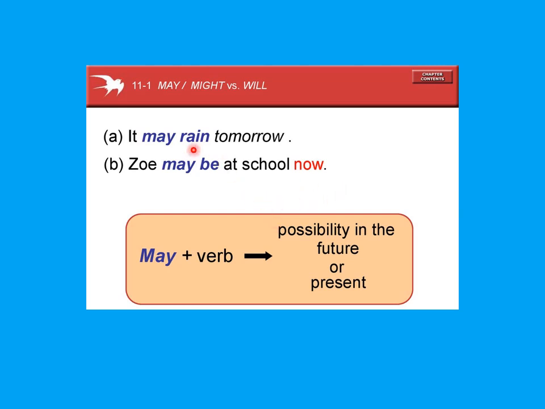Alright. A, it may rain tomorrow. The sentence shows a possibility that it might rain, but we're not sure. B, Zoe may be at school now. Again, this also shows a possibility. So, if we use may plus the verb, this expresses a possibility in the future or a present possibility, as in example B, which is happening right now.